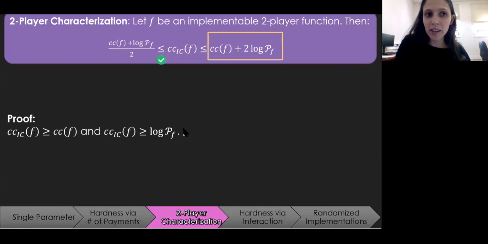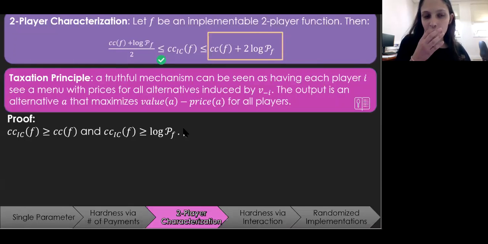In order to explain the other direction, we need to introduce the taxation principle. The taxation principle says that a truthful mechanism can be seen as a process where each player sees a menu with prices for all alternatives, where the menu is determined by the valuations of all the other players. And the output of the mechanism is an alternative that maximizes the value of the alternative minus the price of the alternative for all the players at the same time.